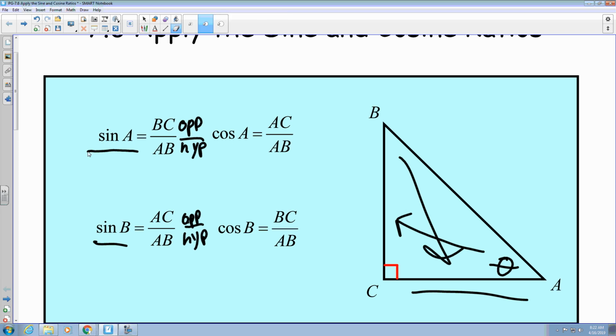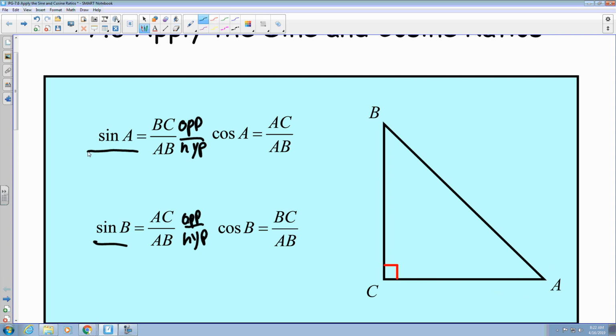Now cosine. Cosine of A, so we've got A as theta, is AC, which in this case is the adjacent side of the angle, and AB is still the hypotenuse. So cosine is adjacent over hypotenuse. Same thing goes for cosine of angle B. The adjacent is BC, and the hypotenuse in this triangle is still AB.